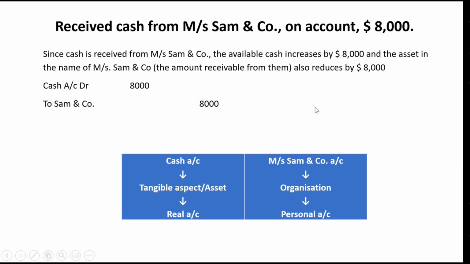Okay, so these are some of the examples that we have taken to make you understand how to put the transactions into the journal entry on the basis of the rules of accounting and the debit and credit rules of accounting.